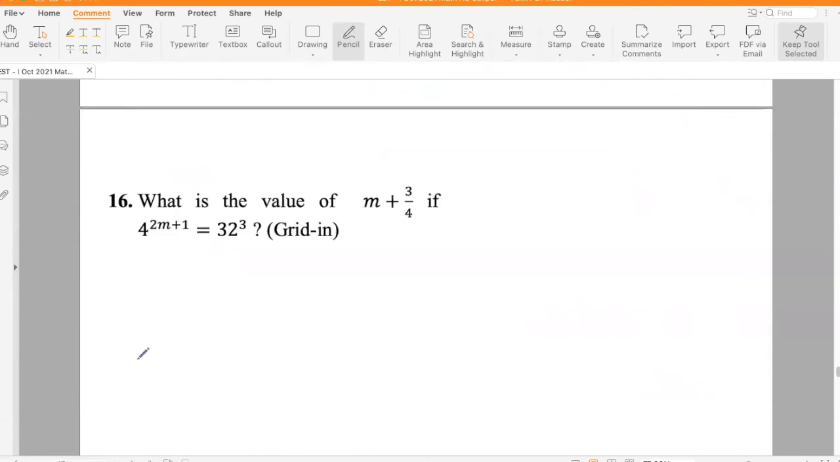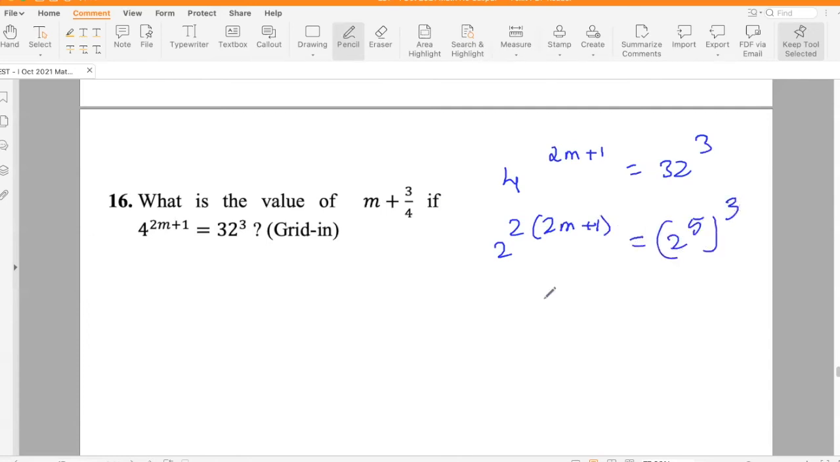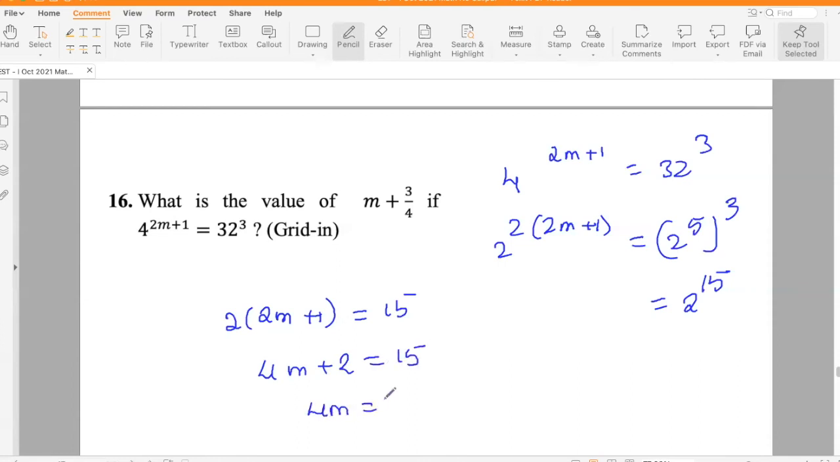What is the value of m + 3/4 if 4^(2m+1) is 32³? So 4^(2m+1) is 32³. So I can write this as 2^(2(2m+1)) is (2⁵)³. So this is basically 2^15. If I equate the exponents, I get 2 multiplied by (2m + 1) is 15. So that would be 4m + 2 is 15. So 4m is 13. So m is 13/4.